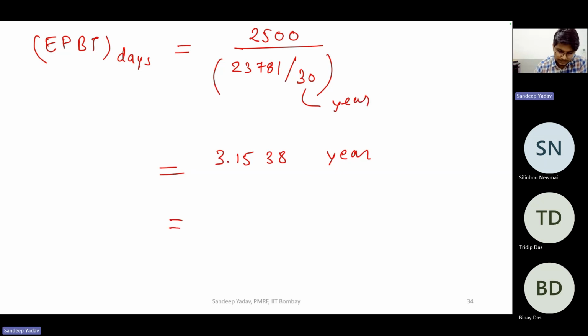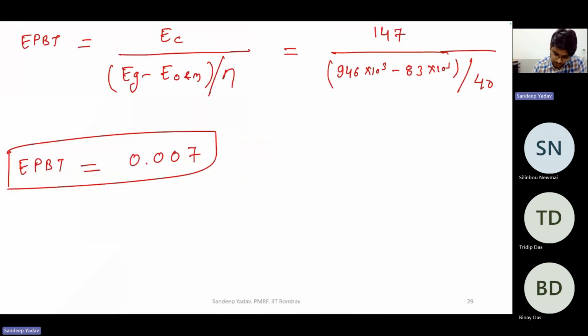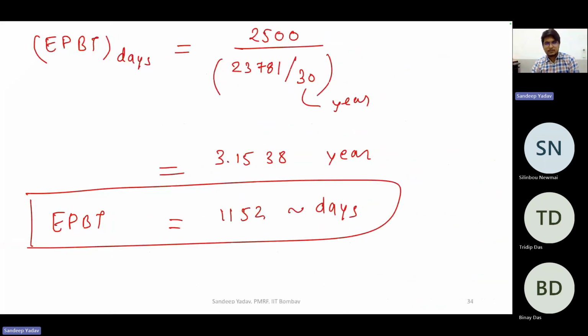So if you multiply this by the days, then it comes out to be around 1151.1, or we can just round it off, because days can't be a fraction, 52. The previous question also calculated this. This is in years, because you have considered years. I hope this question is also clear. If you're facing any doubt, then ask.